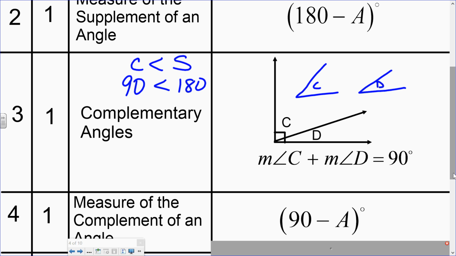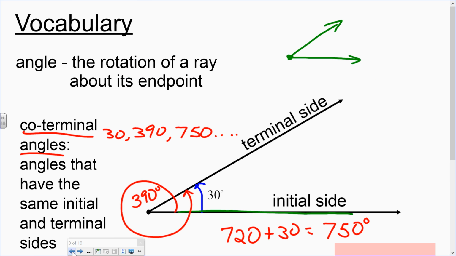So let me go back to that previous slide with the coterminal angles for a moment so we can finish getting notes copied down. And Emerson, thanks for letting me know that we needed to do that.